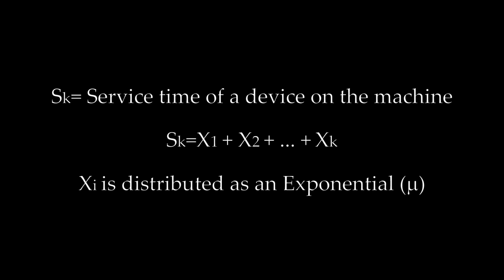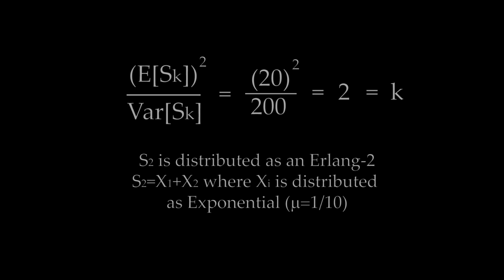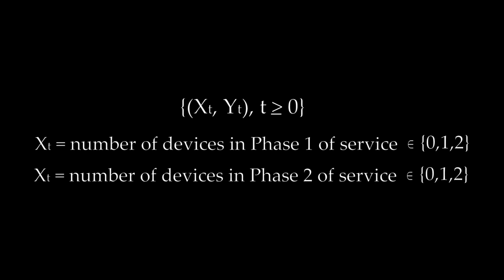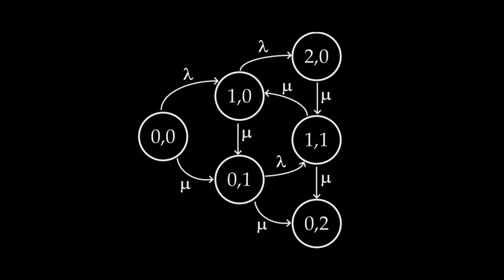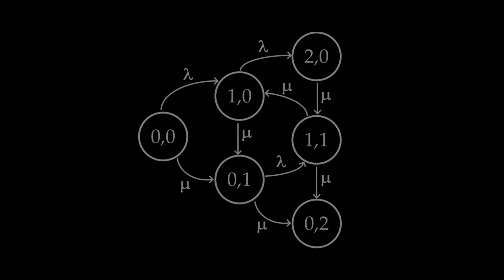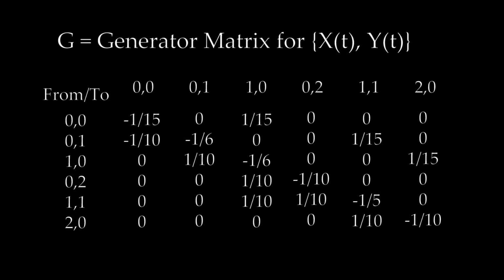Let S_k equal the service time of a device on the machine. Use the following. It follows that this inspection process may then be modeled as a finite, ergodic, continuous time Markov chain given by the following. The state transition diagram is also given by the following. And the generator matrix is given by the following. The probability that an arriving device will be inspected by this machine is the sum of the limiting probabilities of states (0,0), (1,0), and (0,1), which may be found by setting the Kolmogorov equations to 0 and solving under a norming constraint.